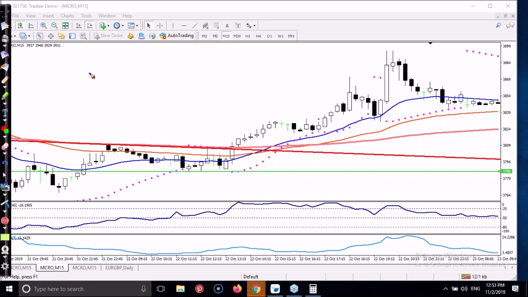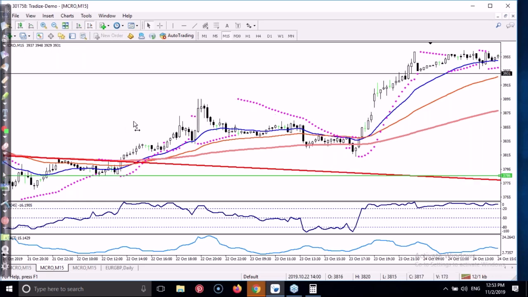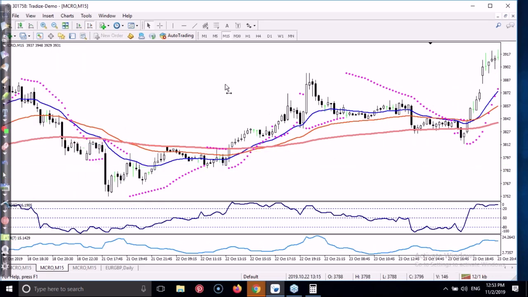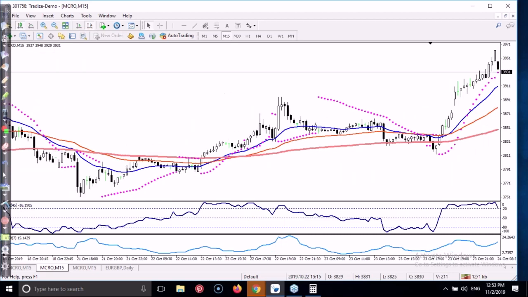Let's check it. So let me zoom a little more. Now you can see here. All right, let me remove. Now, have you seen another 3000 somewhere?